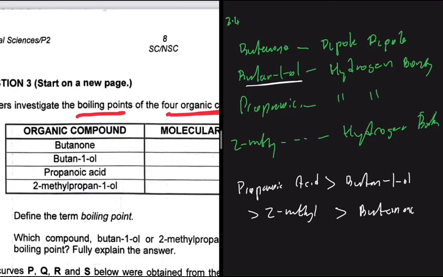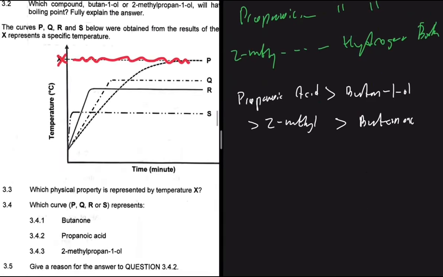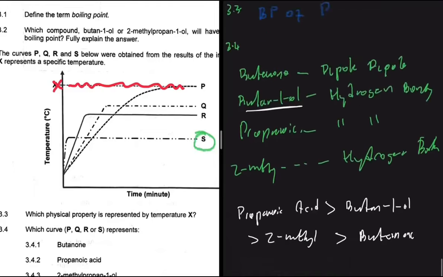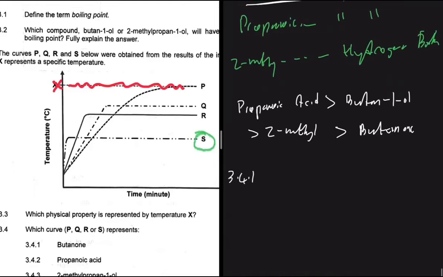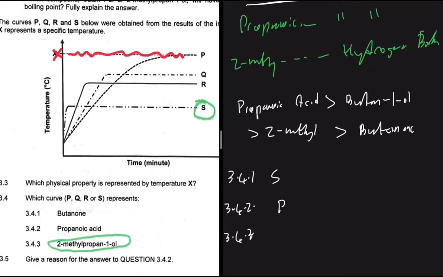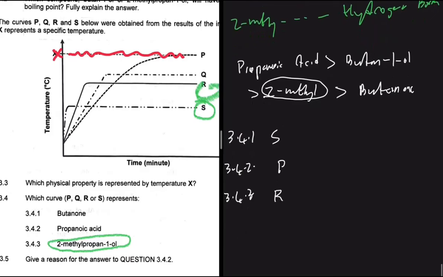So now we can actually attempt answering our questions, right? So which curve P, Q, R, or S represents butane? It will be the one with the lowest boiling point, and that is S, right? So we can say that 3.4.1, our answer is S. And then 3.4.2, propanoic acid, it should be the one with the highest boiling point. So that is P. And then 3.4.3, 2-methylpropan-1-ol. It should be the one second from bottom, right? So we say that S is butane. So compound R should be 2-methylpropan-1-ol.